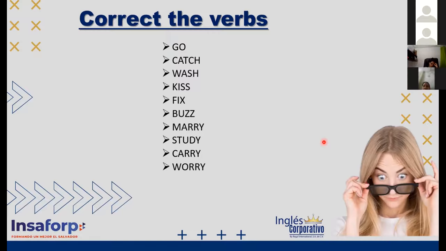Studies. Okay. Right. Angelica, next one. Carries, very good. Catherine Ramirez, the last one. Worries. Very good. So I think that pretty much we understood how it works.